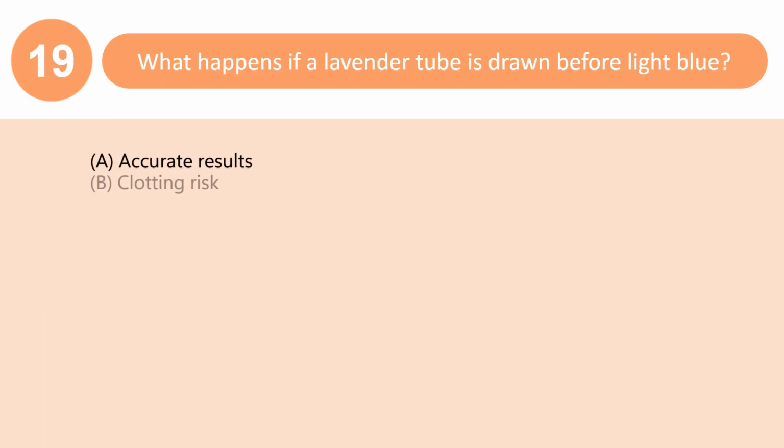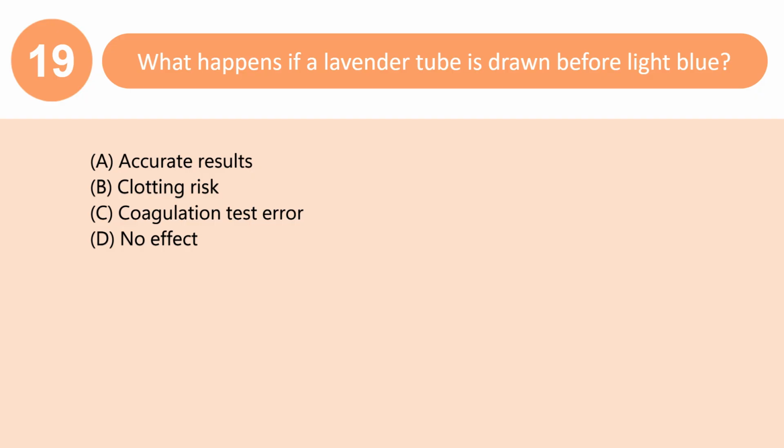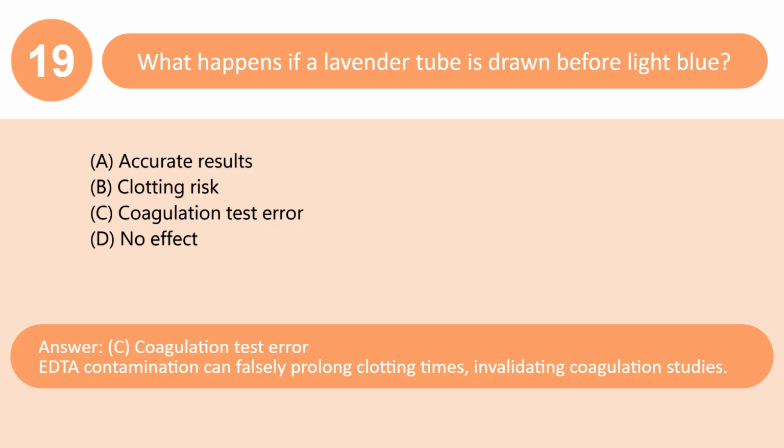What happens if a lavender tube is drawn before light blue? A. Accurate results. B. Clotting risk. C. Coagulation test error. D. No effect. Answer: C. Coagulation test error. EDTA contamination can falsely prolong clotting times, invalidating coagulation studies.